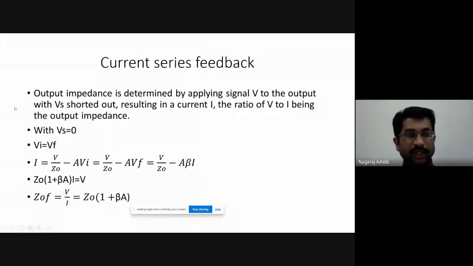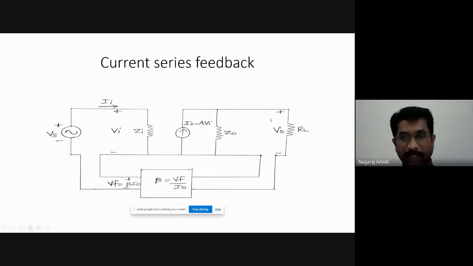By applying signal V to the output with Vs shorted out, resulting in a current I, when we apply the voltage V across the output terminals, let us assume that the current flowing into the circuit is I. The voltage across the output terminals is V, and the current flowing in at the output terminals is I. Therefore, V by I gives the output impedance.